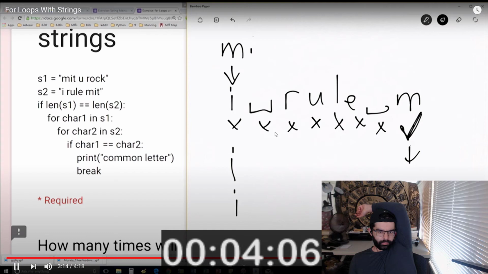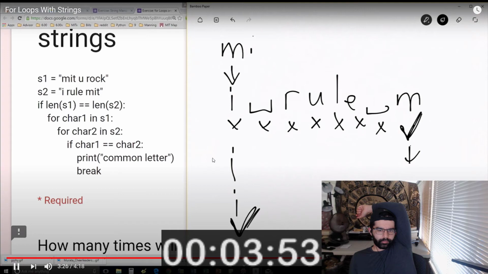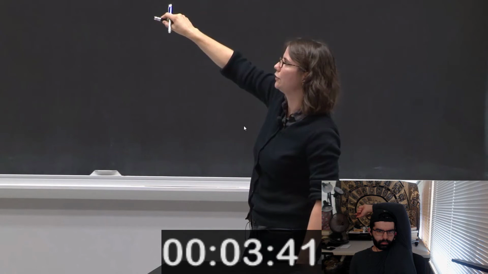Perfect, right off the bat. So you print out another common letter, and then you break, which means don't keep looking at the remaining letters. And then, since you broke out of the inner loop, you go to the outer loop, the next letter is a T, and so on and so on. So essentially, you're comparing every letter in S1 with every single letter in S2 until you find one that matches. As soon as you do, you exit.